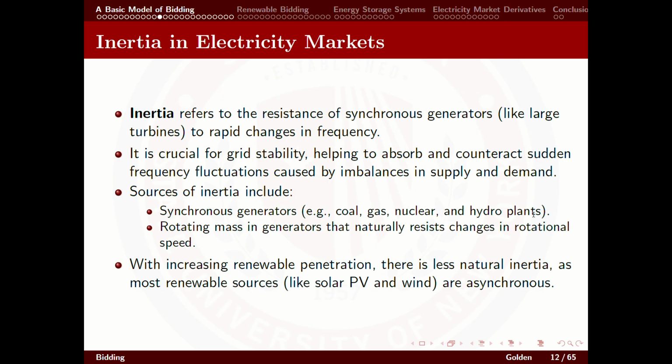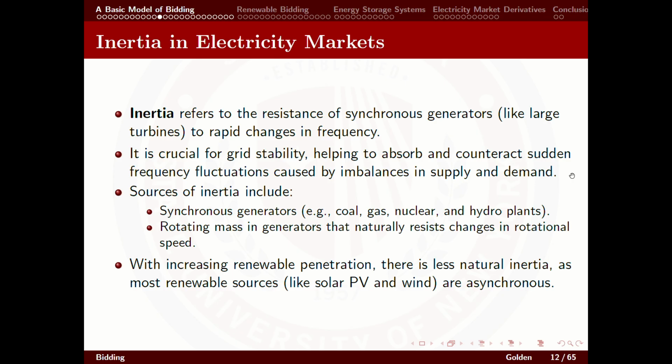Inertia refers to the resistance of synchronous generators, like large turbines, to rapid changes in frequency. It's crucial for grid stability to help absorb and counteract sudden frequency fluctuations caused by imbalance in supply and demand. So inertia is basically the idea that if you have a turbine that's running, it can keep frequency up. So if frequency gets too low or too high, you pay some people to turn on or off their turbines and use the spinning to create inertia to keep the grid at the right frequency.